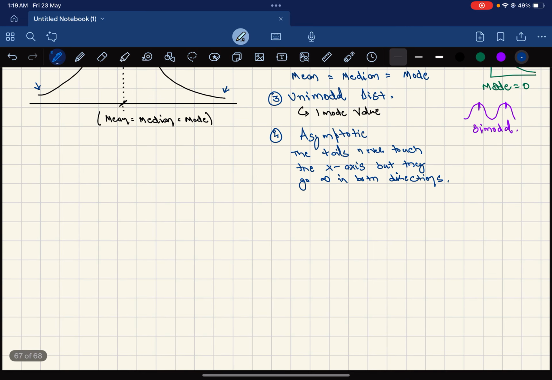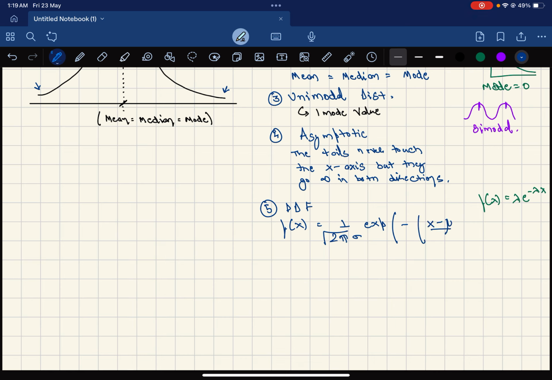Next, the PDF of the distribution. Just like in the exponential distribution, where we had the PDF as f(x) equal to lambda e to the power minus lambda x, in the case of the normal distribution, the PDF is given as 1 upon root 2 pi sigma. So sigma is not under the root, multiplied by exponential of minus (x minus mu) whole square upon 2 sigma square. There is a 2 here as well. This is how we define the PDF of a normal distribution.